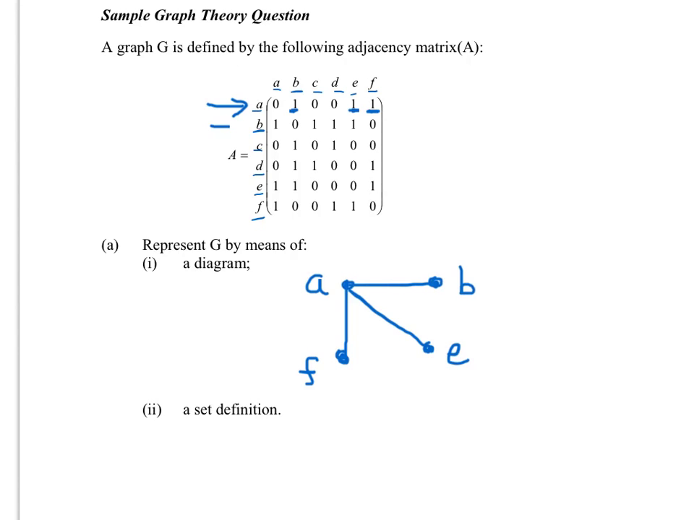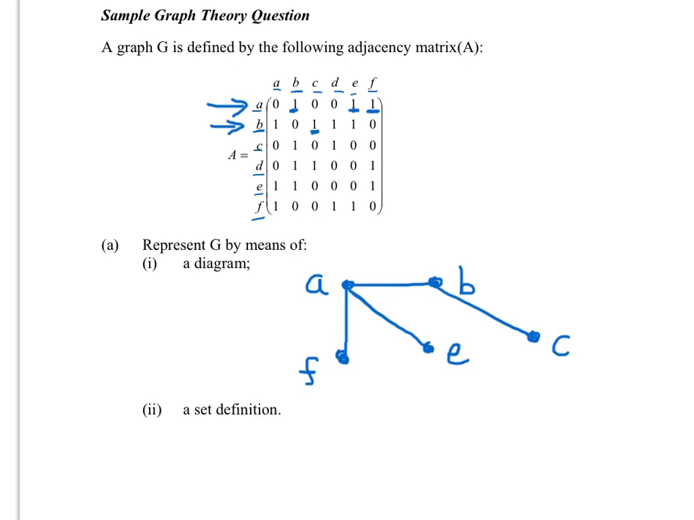I repeat this process for row B. So B is connected to A. I already have that in, so I don't repeat that. B is connected to C next. So C is a new vertex. I haven't got that in. I'm going to draw it here, and B is connected to C with an edge.